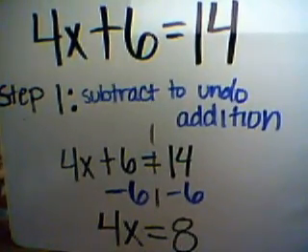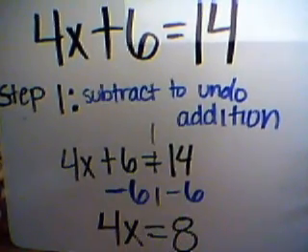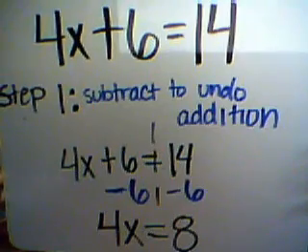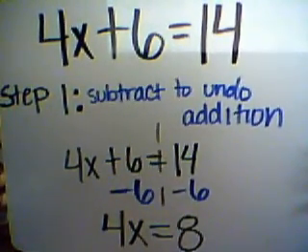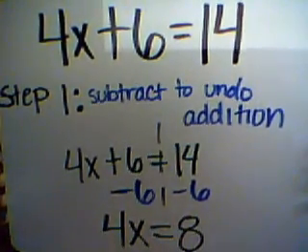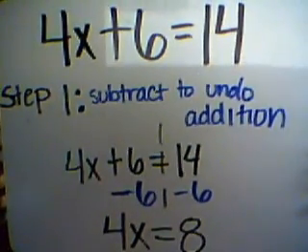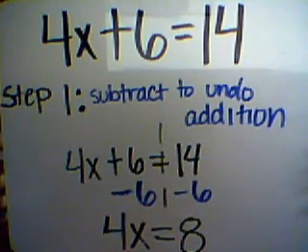This first one, 4x plus 6 equals 14. Step 1, we're going to subtract to undo the addition. We're trying to get the variable by itself. Remember, that's our main goal. And right now it's with a 4 and multiplied, and then that term is added to a 6. So first, because we're doing reverse PEMDAS order, we have to subtract the 6. We'll subtract to undo this addition, and we'll subtract 6 on one side, 6 on the other side.